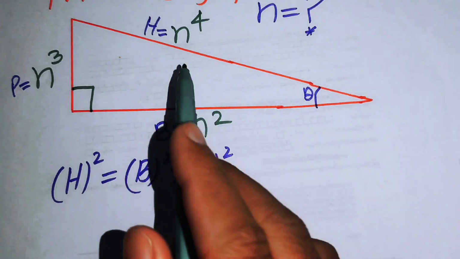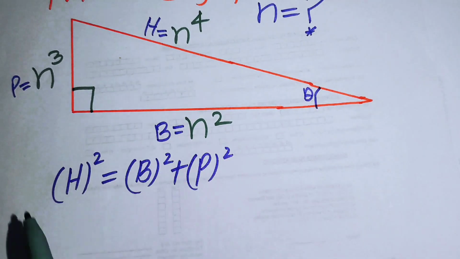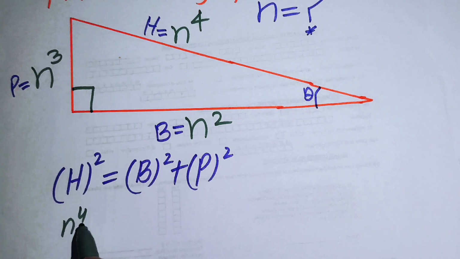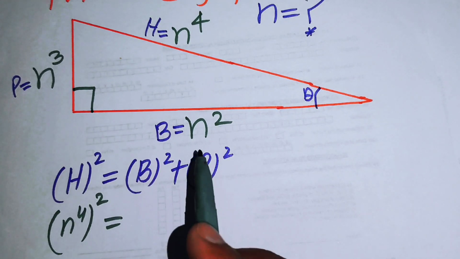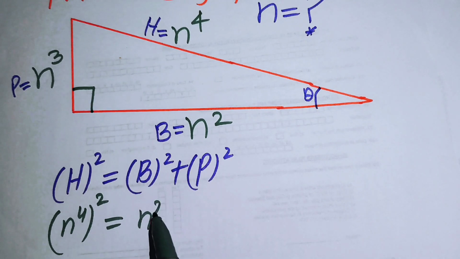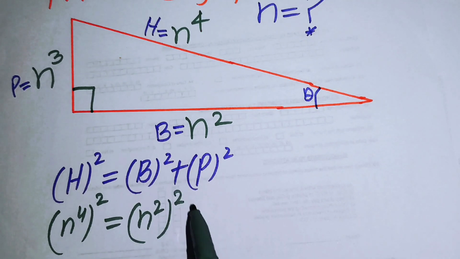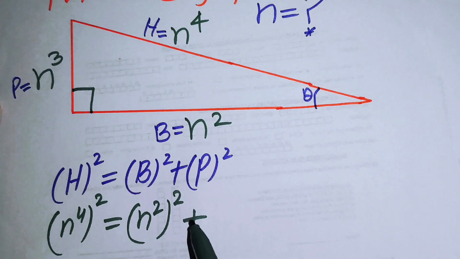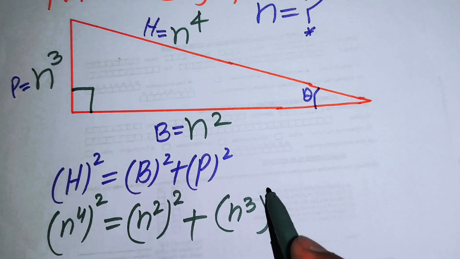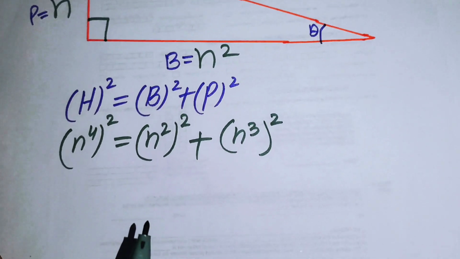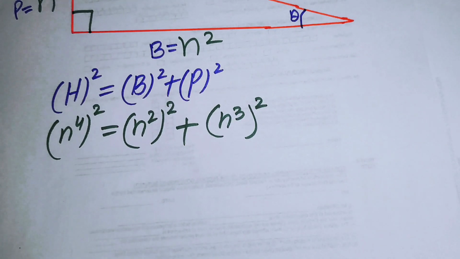The hypotenuse is n to the power of 4, so we substitute n to the power of 4 equals the base n squared, and you get n squared whole squared, plus the perpendicular n cubed, written as n cubed whole squared. Now we will simplify this equation, and finally we will conclude the value of n.